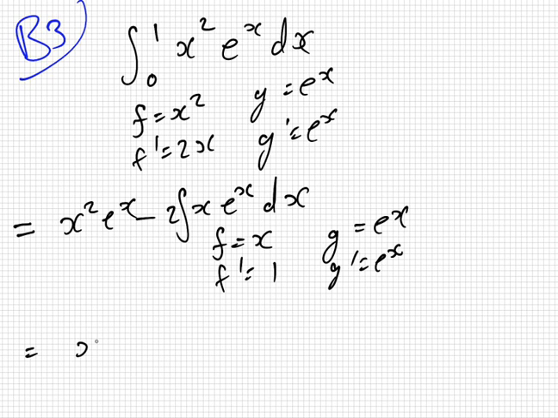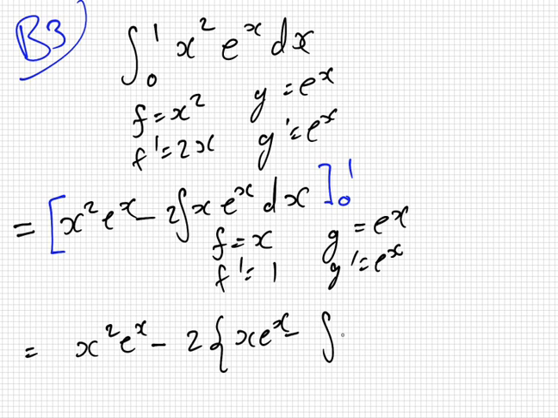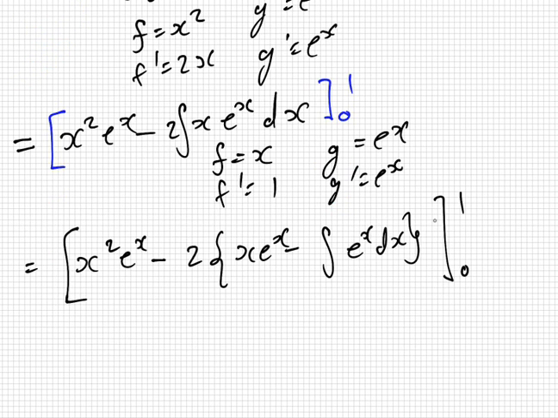So this equals, well, I can't resist, I'll put the brackets in, 0, 1. Okay, so this is x squared e^x minus 2 bracket fg minus f derivative, which is 1, g. This equals x squared e^x minus 2x e^x. Now, the integration of e^x is just e^x, so that integration is gone. It'll be minus and minus is plus.